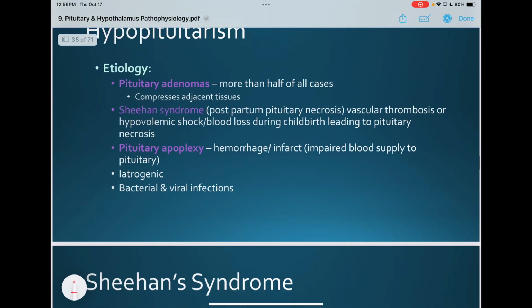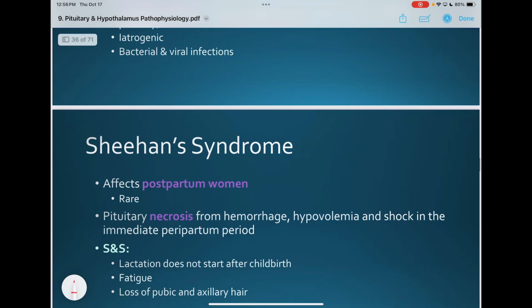So etiology, the majority of them are these pituitary adenomas. They start compressing those adjacent tissues. Here's your Sheehan syndrome I told you before, postpartum pituitary necrosis. During childbirth, they had severe hypovolemia, something happened, and they lost blood supply to the pituitary gland. It's going to necrose and die off. Pituitary apoplexy, very similar, just has a different cause, but again, problem with the pituitary gland, either iatrogenic or bacterial viral causes.